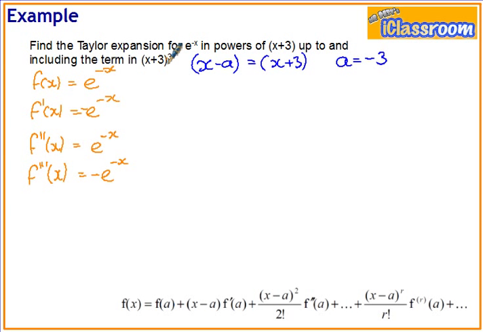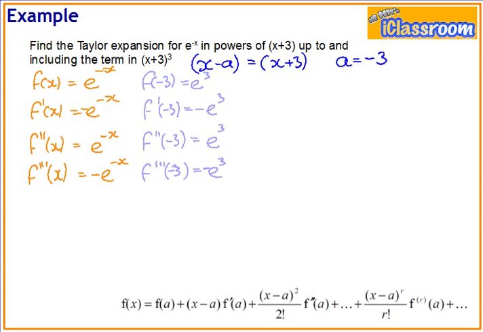Okay, so our next job is to substitute in our values because we want to find f of a, f prime of a, f double prime of a. So then we just substitute in. Moving across we have f of minus 3 is e to the power of 3, and again just quickly filling in the rest. Okay, now I'm at this stage, it is just a case of substituting into my formula.